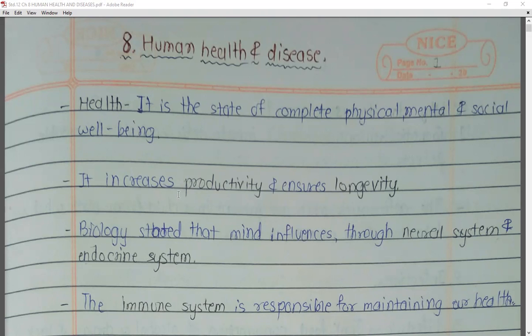Now, it increases productivity and ensures longevity, right? So it increases productivity. That means once your health is complete, it increases the productivity of whatever you are doing, as well as the productivity of your state of physical, mental, and social well-being. And also it increases the longevity, that means you can easily live a longer lifespan. So due to proper health, it increases two things: first is productivity, and also it ensures the longevity.